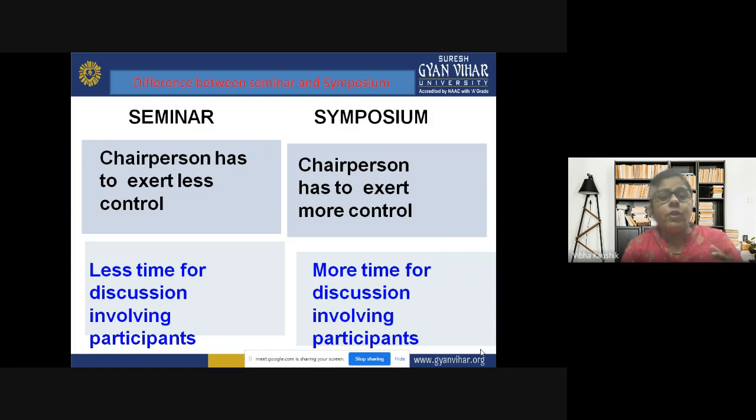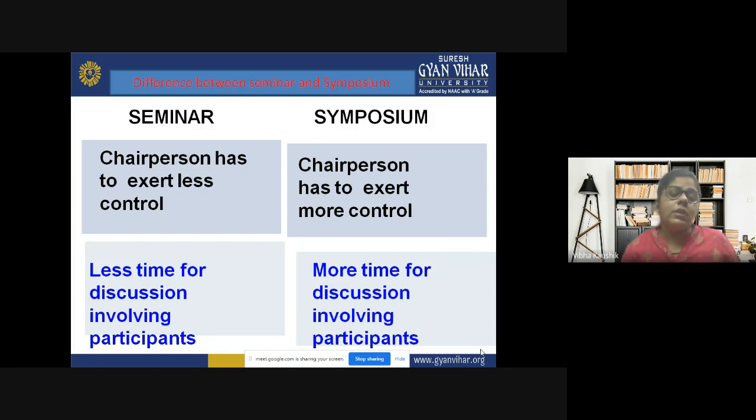The chairperson will have lesser control over the experts in a seminar, whereas in a symposium, the chairperson has to exert more control. When we are talking about the chairperson of a symposium, he has to exert more control over the symposium, over the discussion, over the questioning. Everything should be in the control of the chairperson. Whereas in the seminar, the chairperson will exert less control over all the proceedings of the seminar.